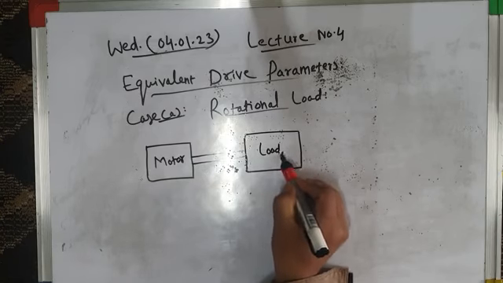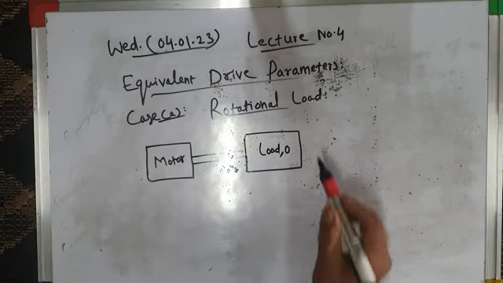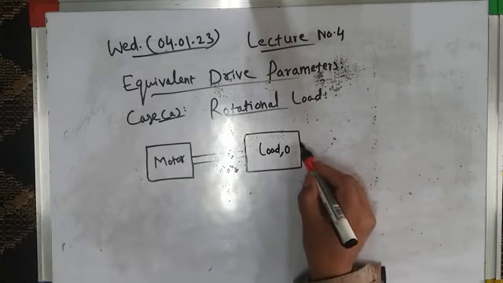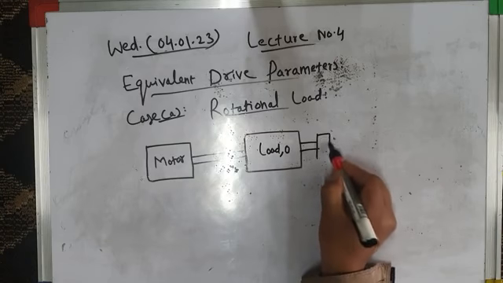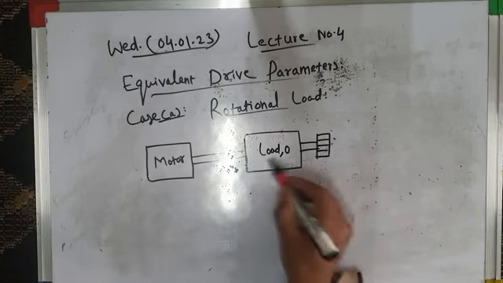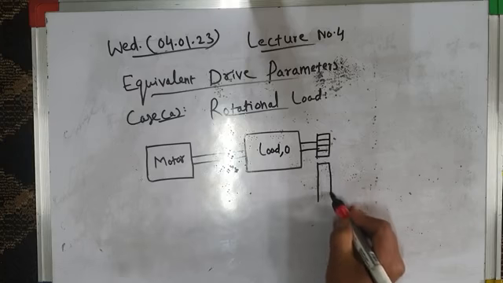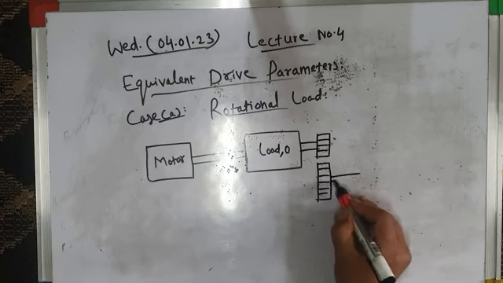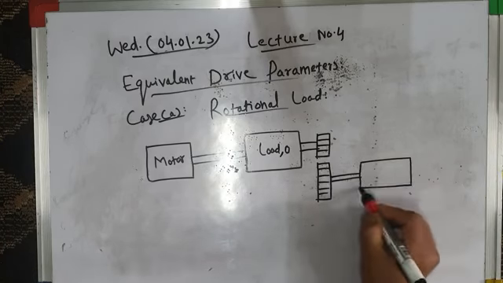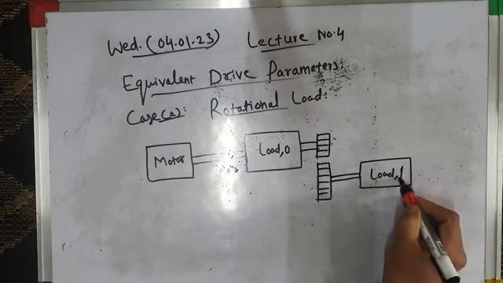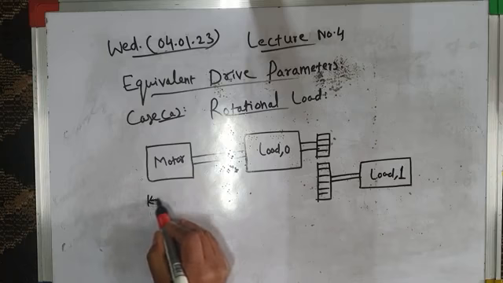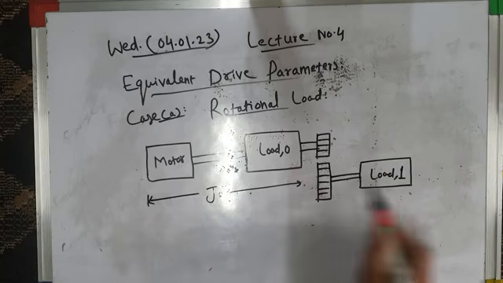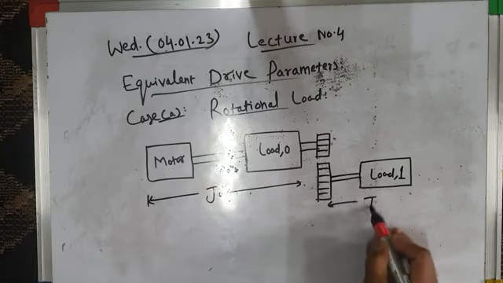Let us assume we have two loads. This is load number 0, and then we have a second load, load 1, which is coupled with this system via a gear system. This is the gear. These are the teeth of the gear on the motor side, and these are the teeth of the gear on the load side. And the load is coupled to the gear here. This is mechanical load 1. Let us assume the total moment of inertia of this motor and load is J0, and the moment of inertia of this system is J1.